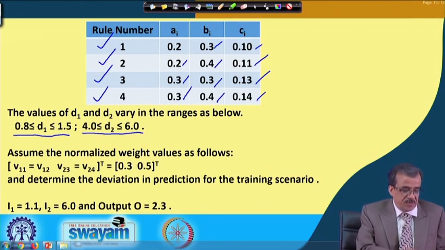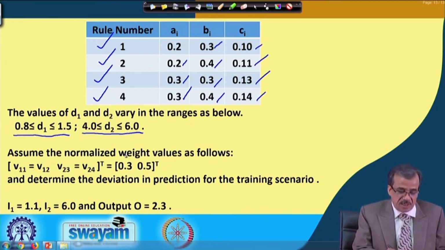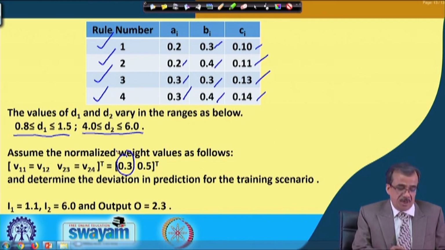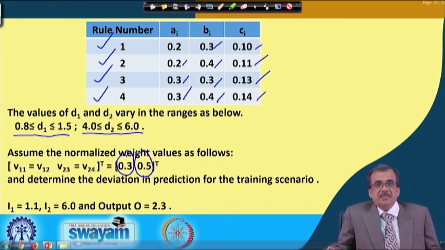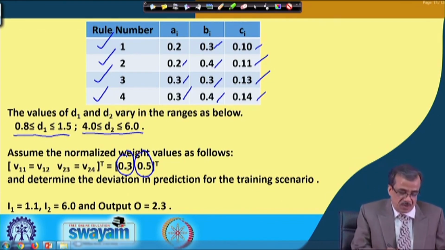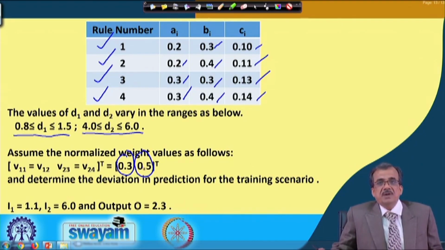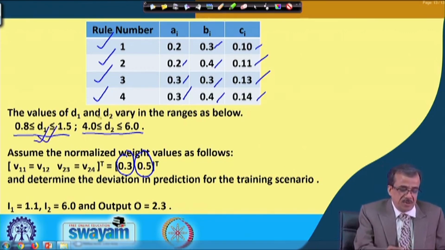We assume that V11 equals V12, which is going to represent the membership function distribution for the first input, is nothing but 0.3. Similarly, V23 equals V24 is nothing but 0.5, and these are on the normalized scale. So, we will be discussing using these normalized values, and we will have to find out the real values lying in the range for D1 and D2.